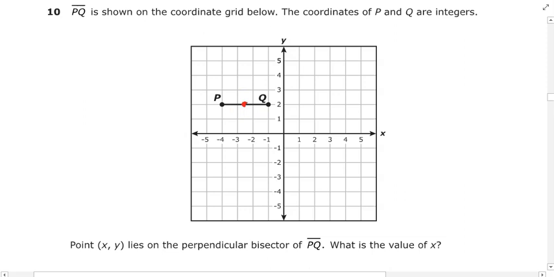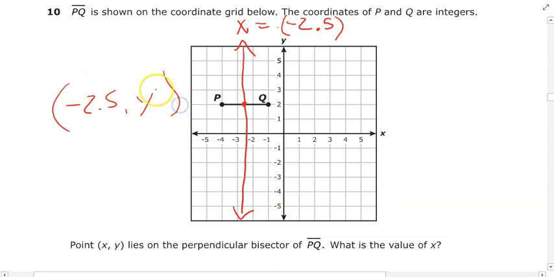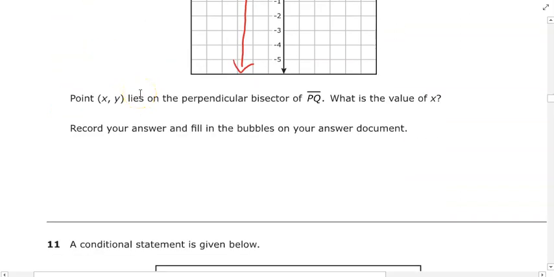But now that I know where the midpoint is, I need a perpendicular to make it a perpendicular bisector. The point already bisects it. Obviously, perpendicular to a horizontal line is going to be a vertical line, so not my best work, but I know there's a vertical line at x equals -2.5. So any coordinate on that line is going to have an x value of -2.5, and whatever the y value is, it doesn't matter because the x value is -2.5. So the value of x would be -2.5.